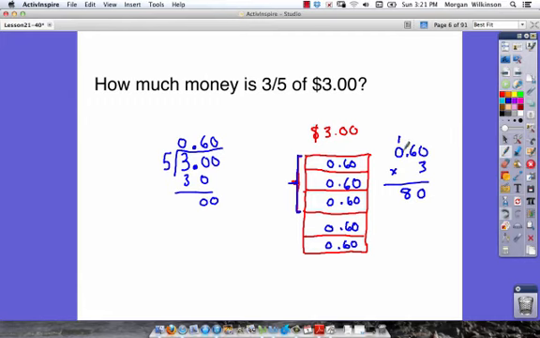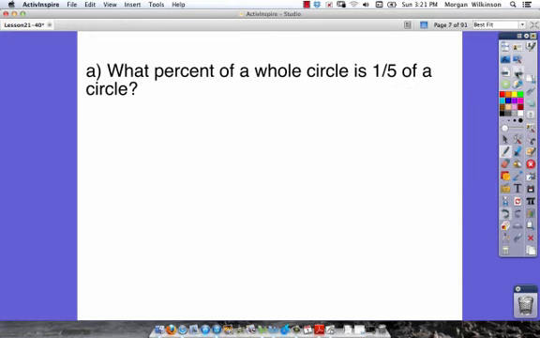3 times 0 is 0 plus 1 gives us 1. We have to move the decimal point over 2 times. So we have $1.80. That's how much money is 3/5 of $3. And we've got our final answer. Make sure you've got this diagram box and all this information copied down into your notes. Let's move on to our next slide.